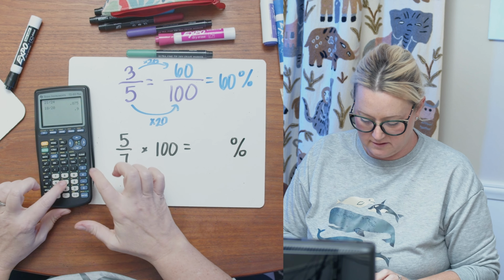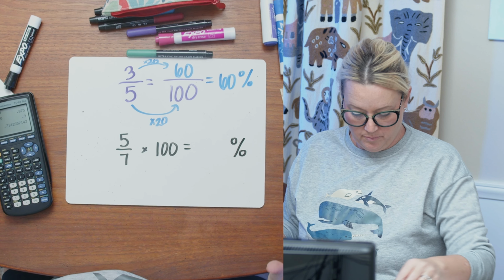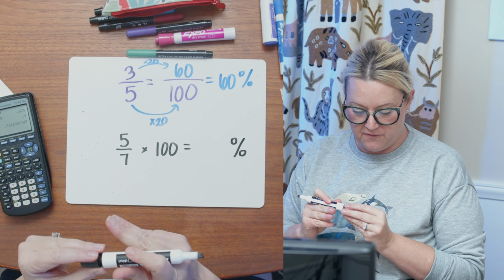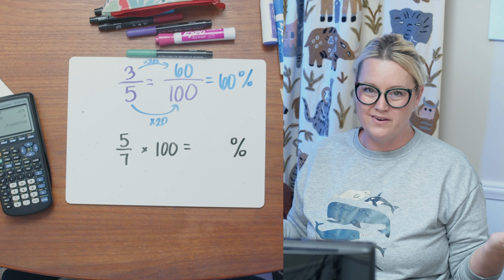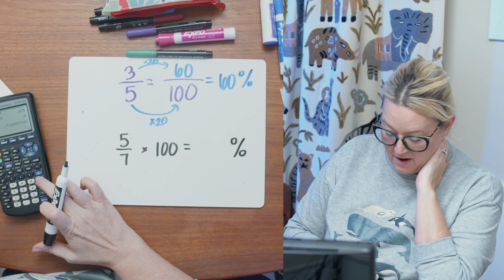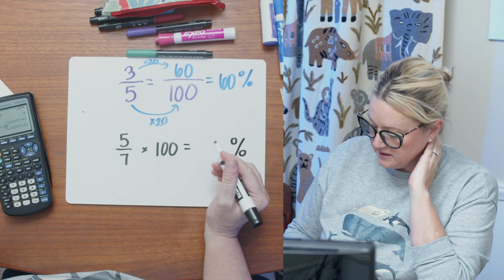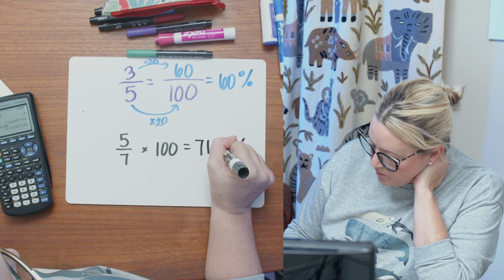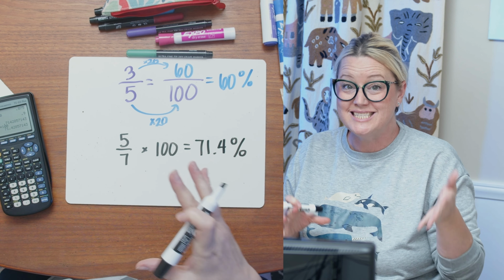So when you're using these, 5 divided by 7 is 0.71428574143. Usually you round it to like the nearest tenth, maybe, depends on what your teacher says. So that would be 5 divided by 7 times 100, which is going to give us 71.4%. So it's the same idea.